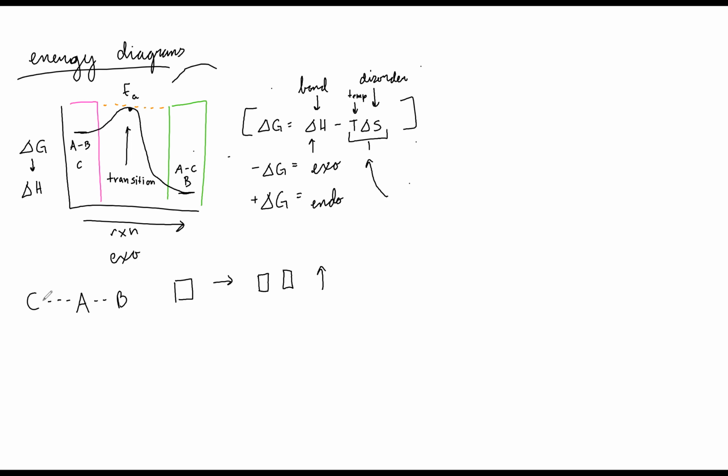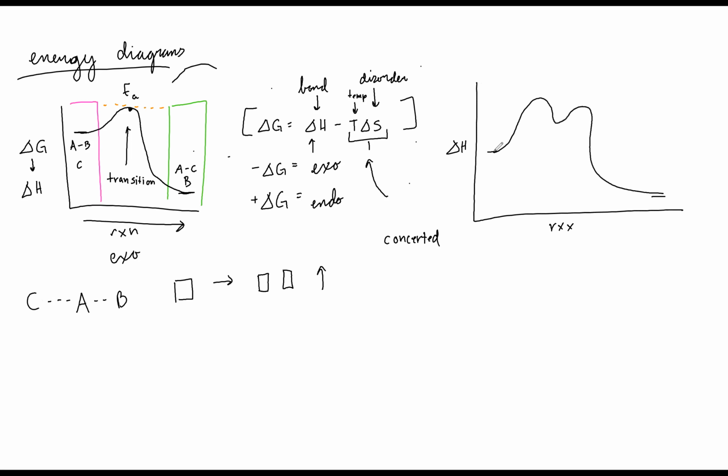So what I've shown you so far is a single step reaction. We also call single step reactions concerted reactions. I'll write that down real quickly, concerted. So concerted means one step. But we can also have reactions that have multiple steps. Again, we're going to have delta H here, our reaction coordinate here. We'll have our reactants, we'll have our products. But now we'll have two transition states, and so now we can see that we have two activation energies.